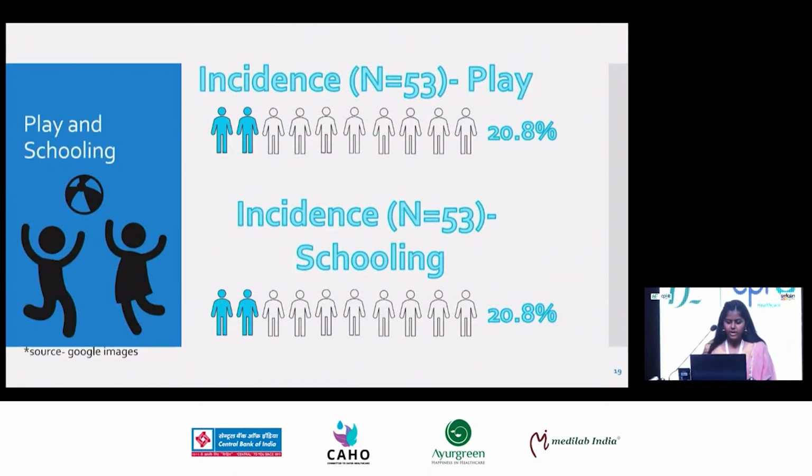Incidence of problems in play and schooling was observed to be 20.8%. There were studies that suggested the use of play-based occupational therapy, but there were no studies to assess the deficits in play and schooling.